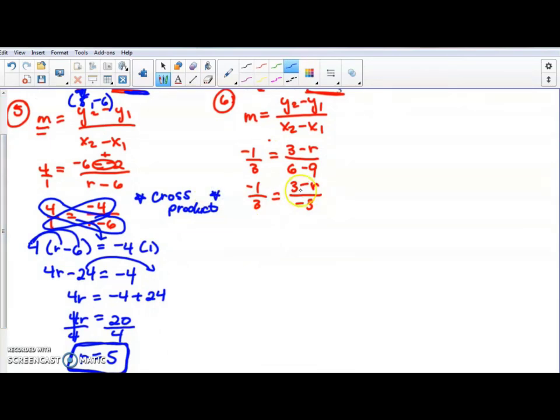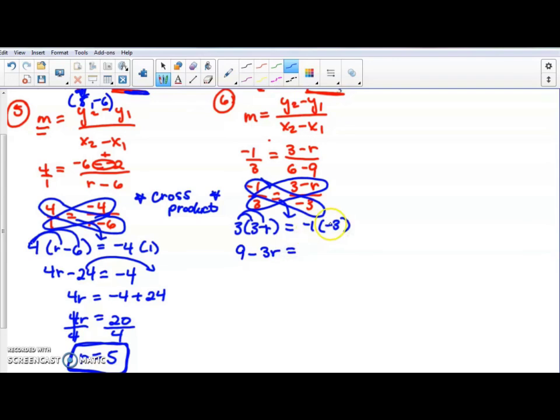Alright, so I always like to do my binomial first because it has two terms in it. So I'm going to do 3 times 3 minus r. Remember to drop down that equal sign, so equal to. And now we have a negative 1 times a negative 3. Alright. For this equation, first thing we've got to do is distribute. 3 times 3 is 9. 3 times negative r is negative 3r. Equals negative 1 times negative 3 is positive 3.